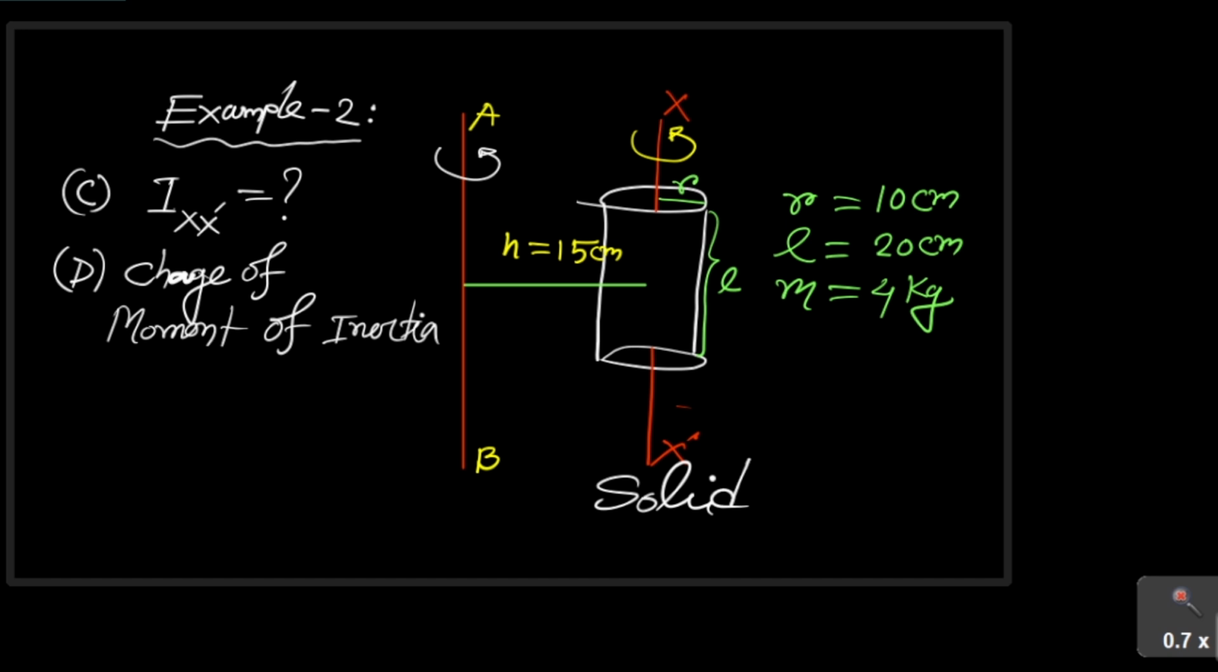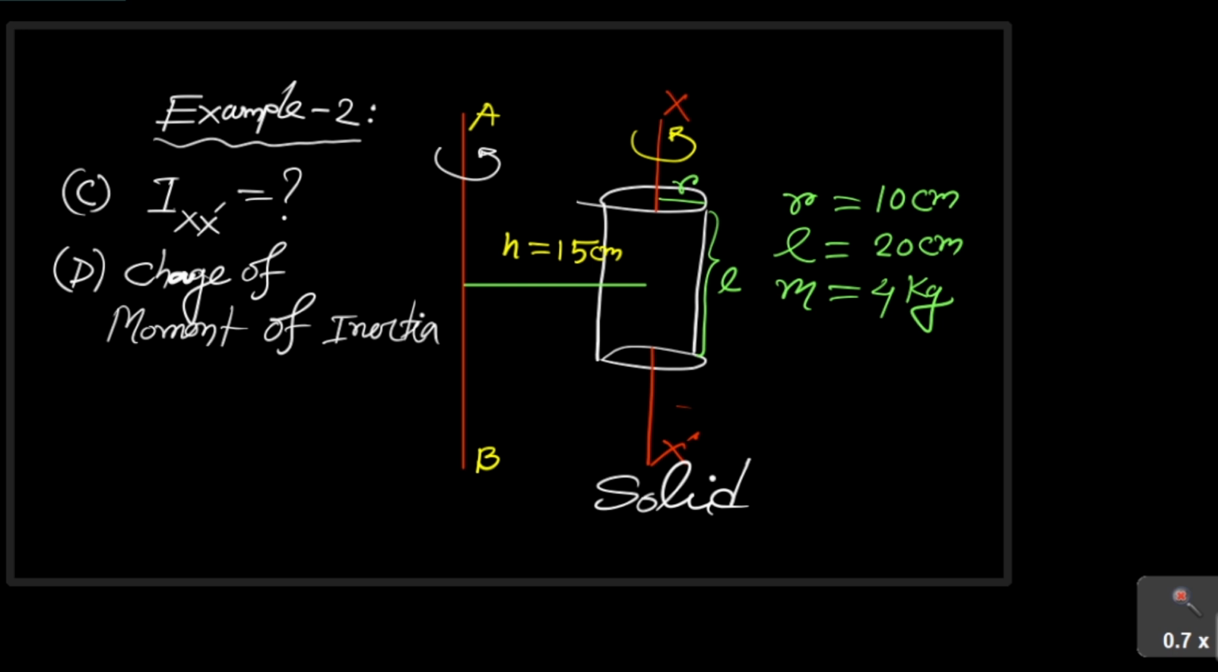In case of the solid cylinder, the radius of the cylinder is 10 centimeter, the length is 20 centimeter, and the mass is 4 kg. And here we can see two rotational axes. One is x prime and another rotational axis is AB. The distance between the two parallel rotational axes is 15 centimeter. Now our first question is to find out the moment of inertia along the x prime axis.